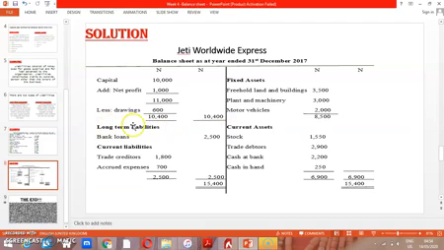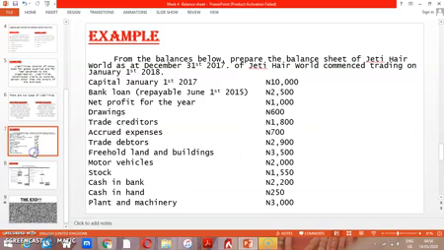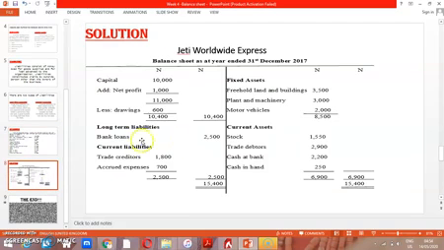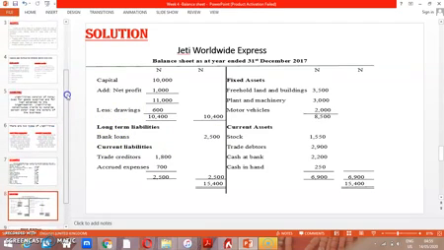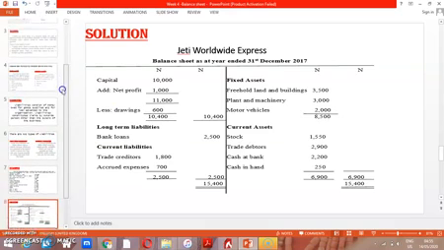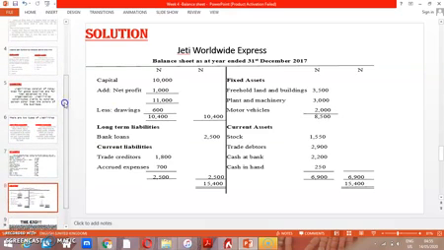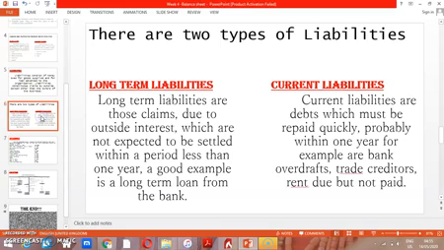So our long-term liabilities, we have our loan. That's one of the long-term liabilities. Bank loan, that's 2,500. After which we have our current liabilities. Now the list of what and what to impute in terms of current liabilities, assets, fixed assets, we have them already given in our notes.